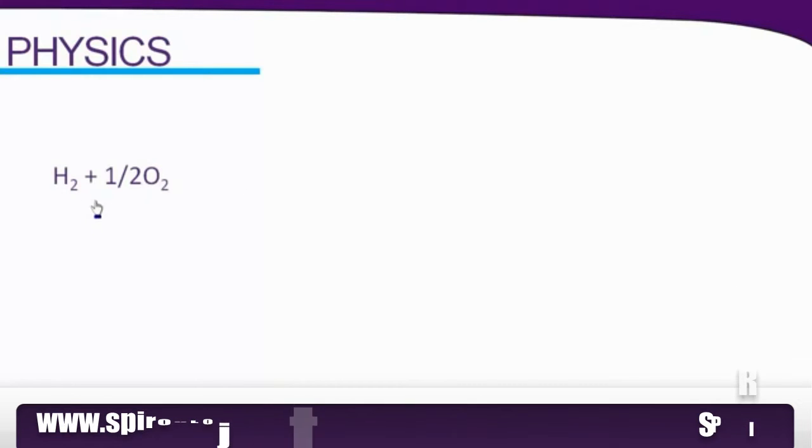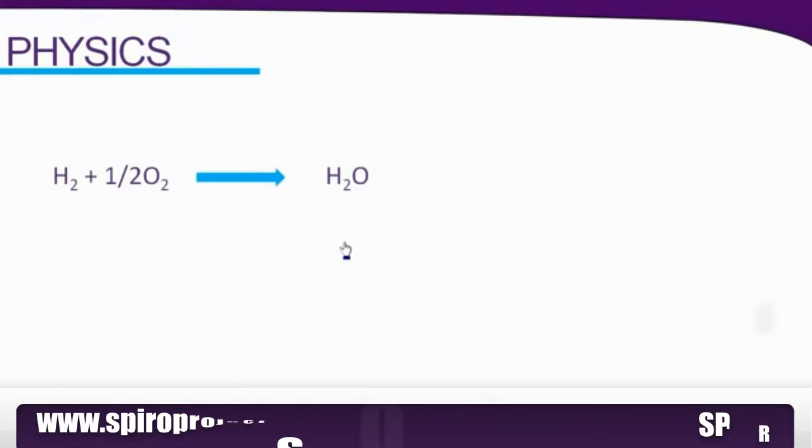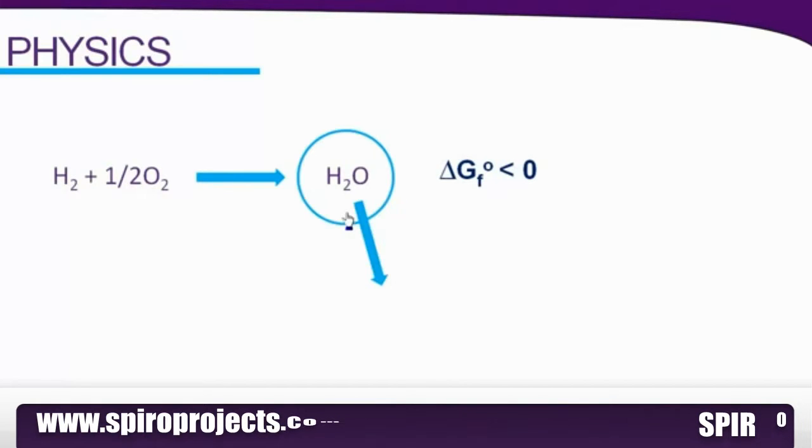Consider this reaction where hydrogen and oxygen react together and form a water molecule. The Gibbs energy change of this reaction is negative in most cases, so this is a spontaneous reaction. If we check the state of this water molecule in detail, it will be like this, where hydrogen and oxygen are in ionic state as H plus and O2 minus ions.